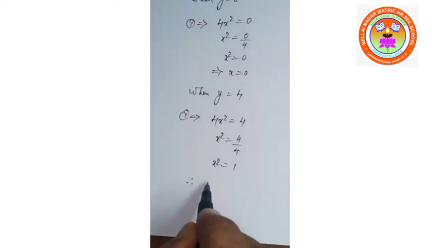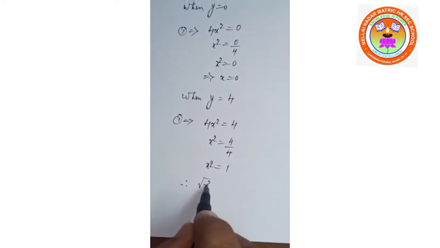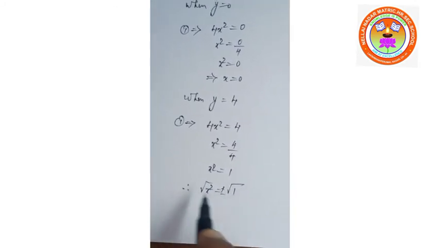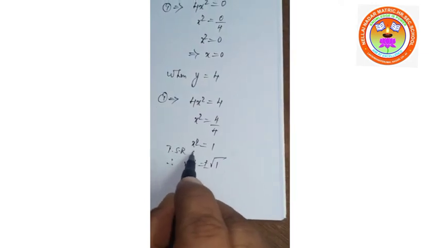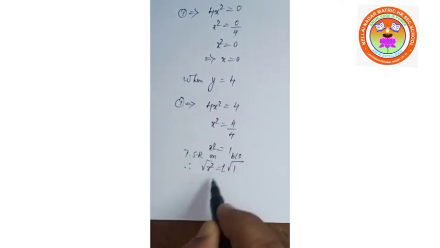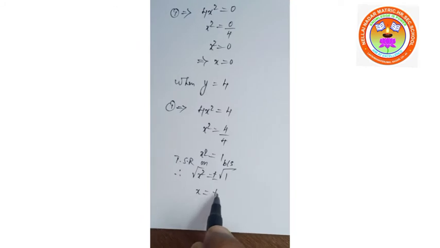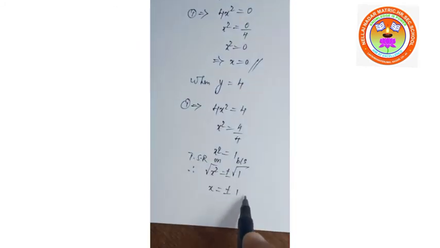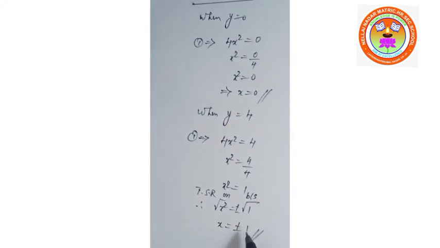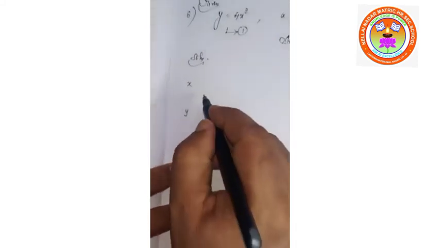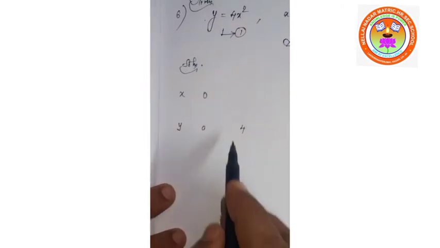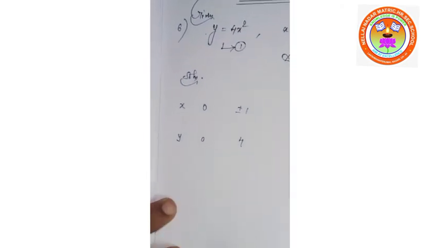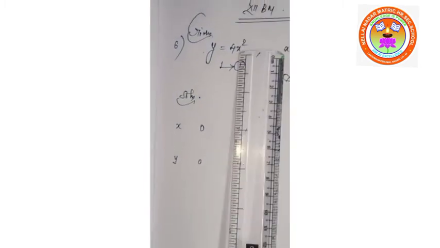Taking square root on both sides, square root of x squared equals root 1. Since x squared is there, you have to introduce plus or minus. What is the square root of 1? 1 only. Here we have x equals 0 for y equal to 0. For y equals 4, x equals plus or minus 1. Now we can trace the curve.